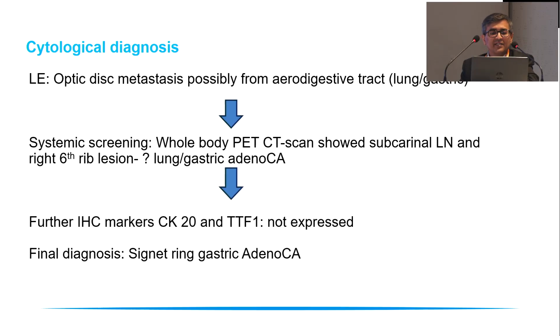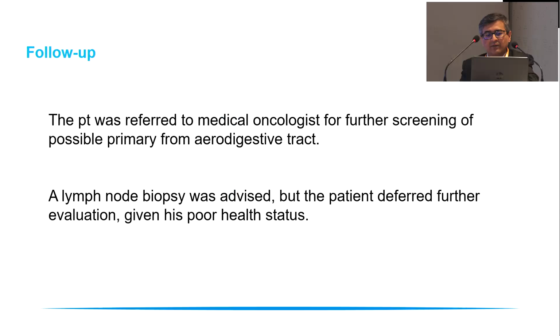The whole body PET CT scan, as I told, showed some lymph nodes involvement with the right 6th rib lesion, and we went ahead with further IHC markers, especially to rule out whether it is a lung or a gastric adenocarcinoma. And as noted, CK7, which is a very strong expression for lung adenocarcinoma, as well as thyroid transcription factor 1, which is again a very strong marker for lung adenocarcinoma, both were negative. So that pointed towards the final diagnosis of signet ring gastric adenocarcinoma.